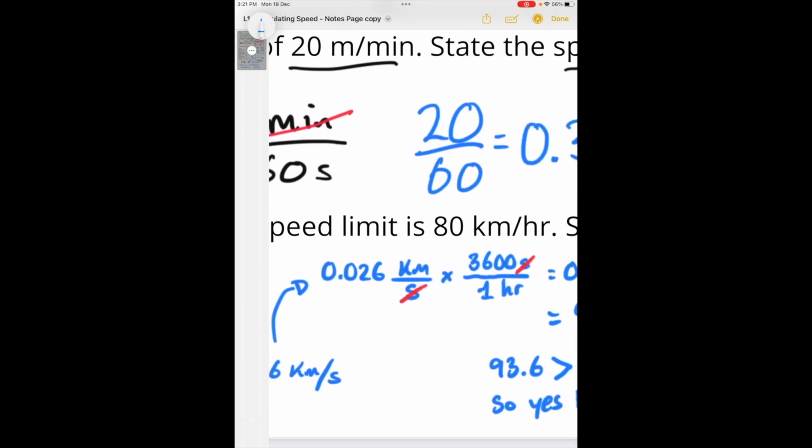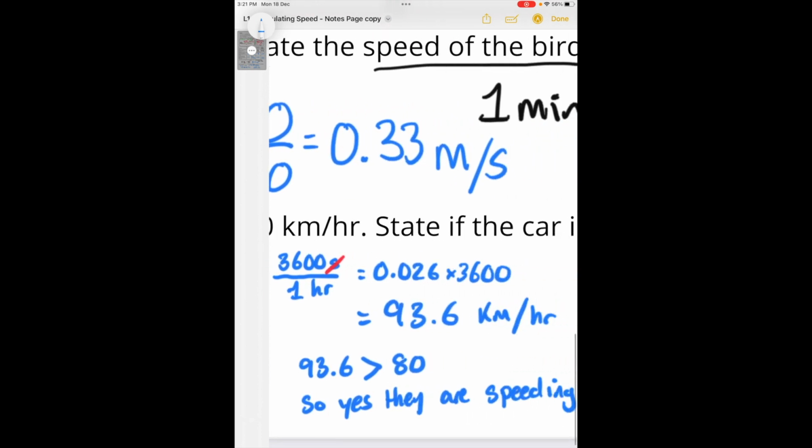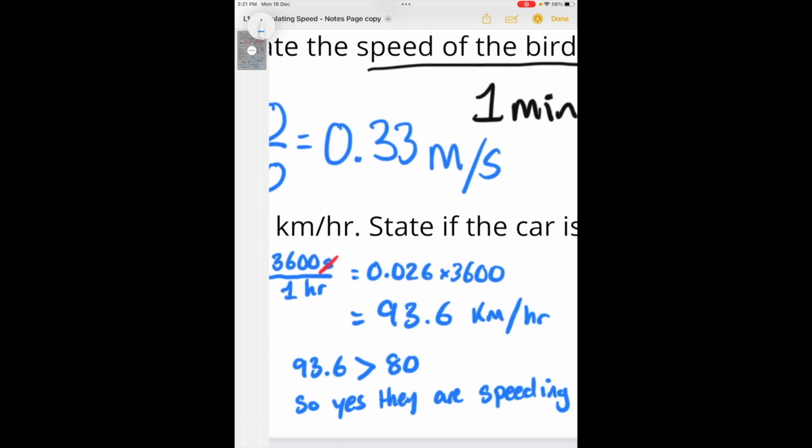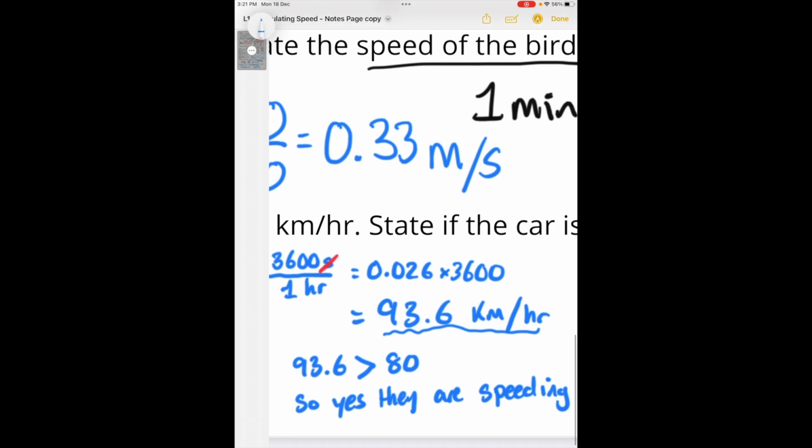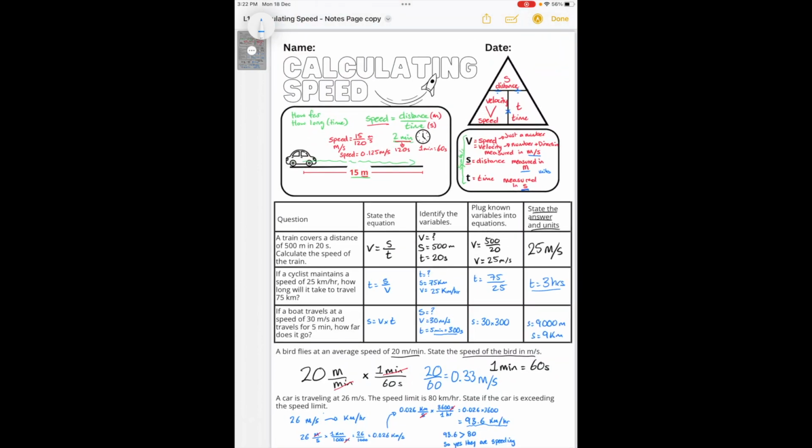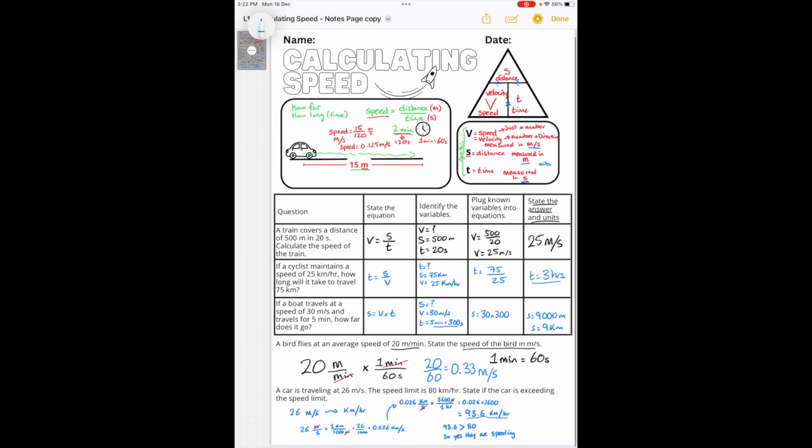Then I deal with the seconds. And here we've got 0.026 kilometers per second times 3,600 seconds divided by 1 hour. Those seconds cancel out. So you end up with 0.026 times 3,600. So we end up with a speed of 93.6 kilometers per hour. So 93.6 is bigger than 80. So yes, they are speeding. So I'll just show you that whole sheet just so you can mark yours and make sure you got everything down.